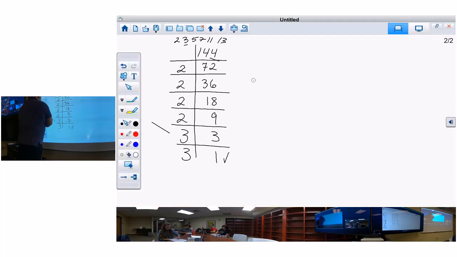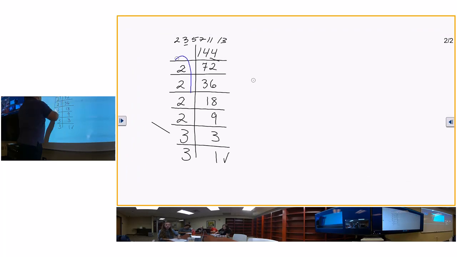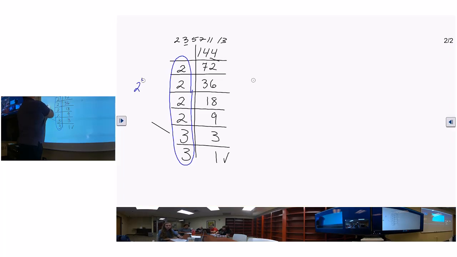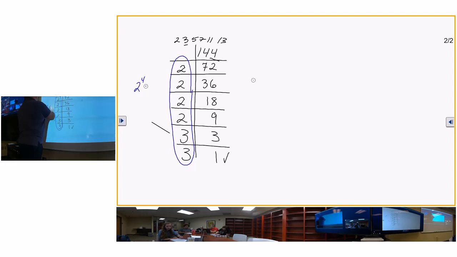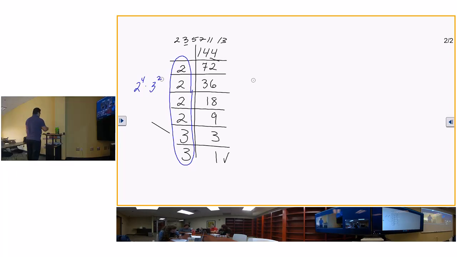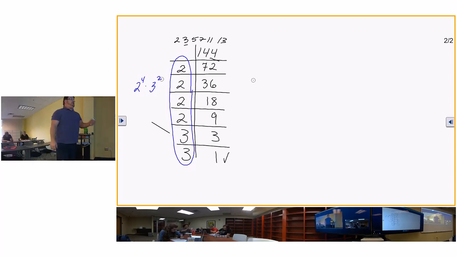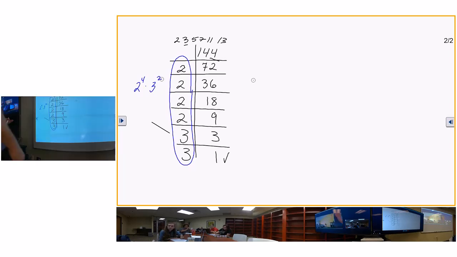So you take your handy dandy blue marker, and this is your prime factorization of 144. 2 to the 4th power times 3 to the 2nd power. And that's how you do prime factorization. Now we're going to spend all day today on that, because you can't suck at that and do the least common multiple and the greatest common divisor, which leads into the common denominator of adding and subtracting fractions.